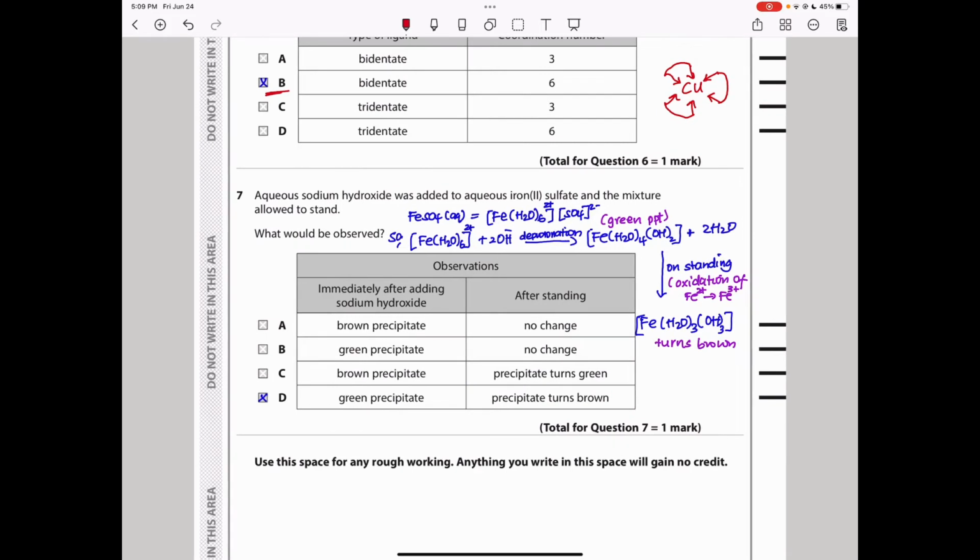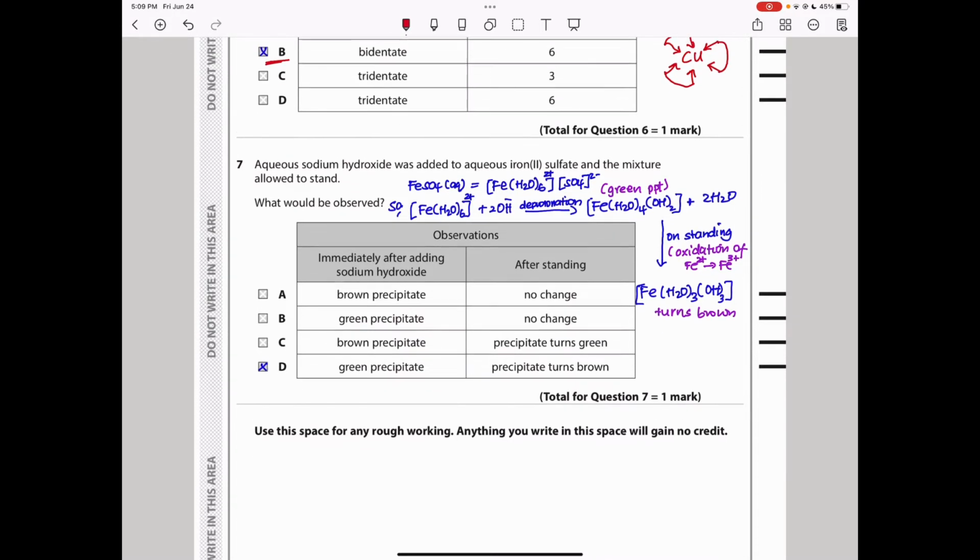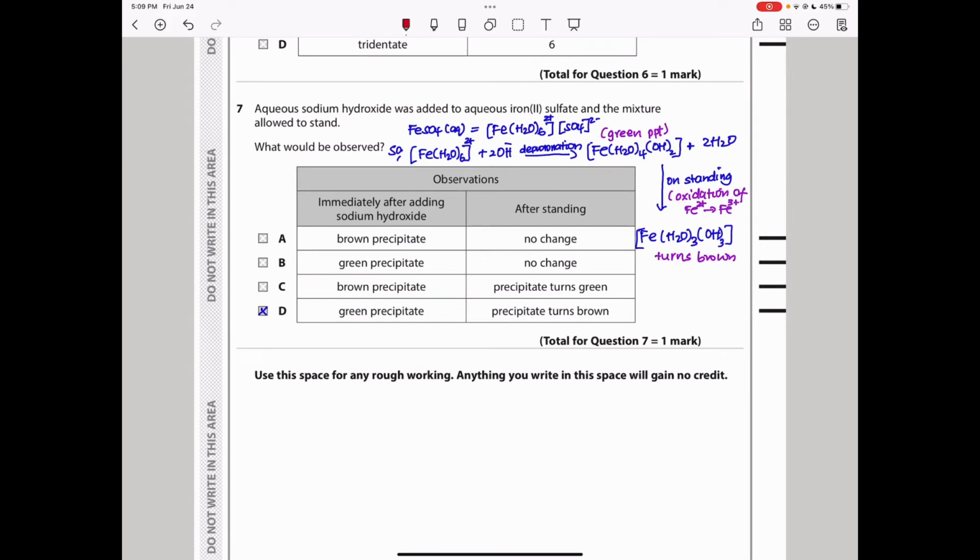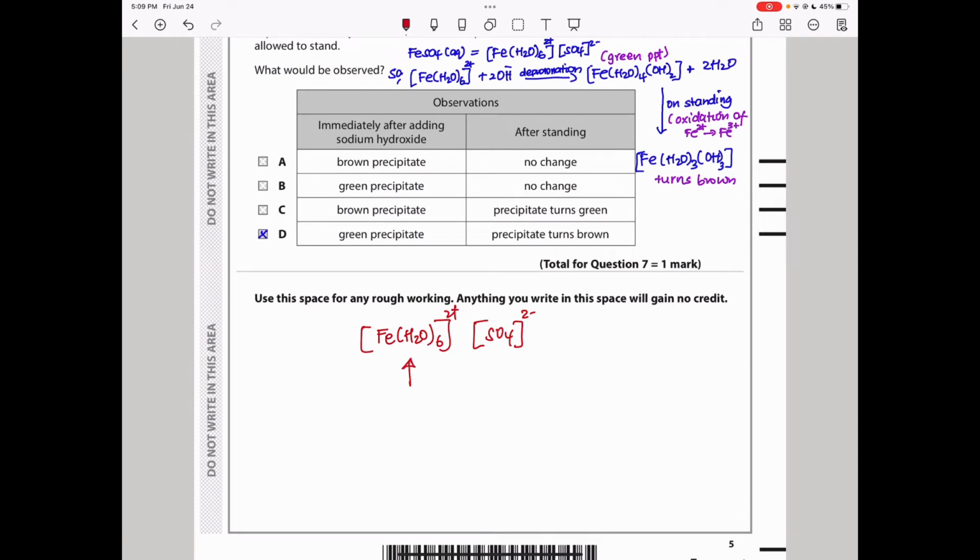Question 7 says aqueous sodium hydroxide was added to aqueous iron(II) sulfate and the mixture allowed to stand. What would be observed? Let me write something down here. If you have aqueous iron(II) sulfate, it's going to be something like this. Because if it's aqueous, the iron(II) is going to dissociate from the sulfate, creating this complex with 2+, and the sulfate is going to be there as 2-. So basically it's an ionic bond, but it's dissociated. So we have the water ligands surrounding the iron. So this is what you observe.